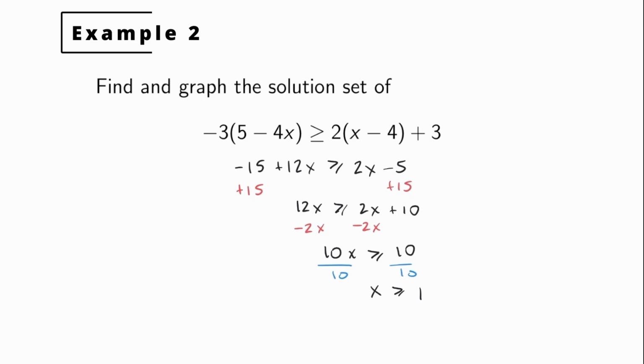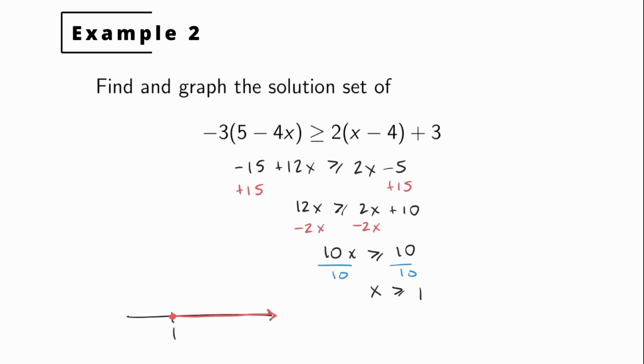To graph this, so x is greater than or equal to 1. On my number line, here's 1. Greater than or equal to 1 would be to the right of 1. So we put a closed circle since we include the point 1 in our solution set, and we graph to the right.